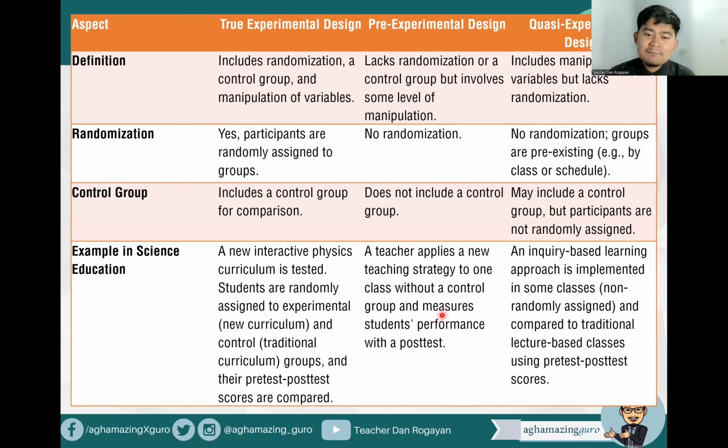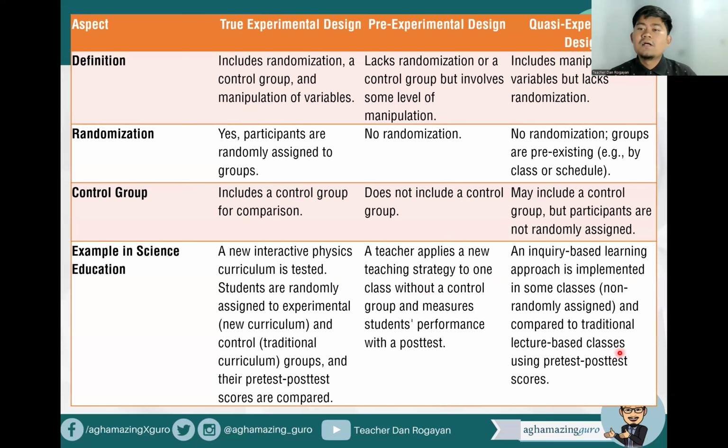Well, for pre-experimental, a teacher applies a new teaching strategy to one class without a control group and measures students' performance with the post-test. No? So you can see there is no comparison. It's just one class, then i-measure lang natin through a post-test.